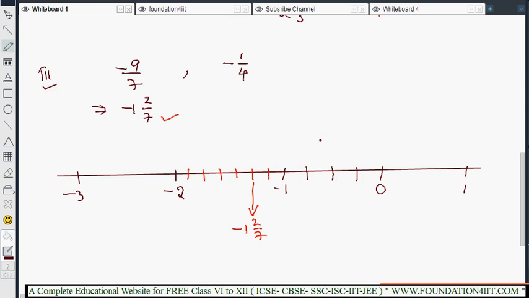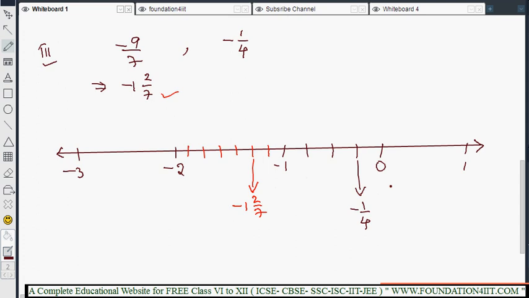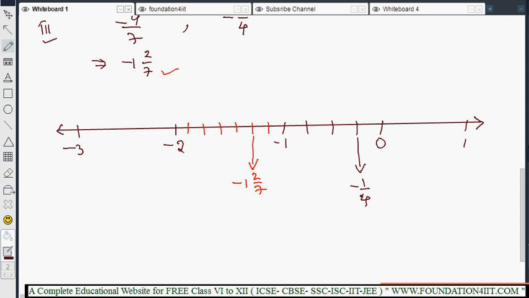4 parts I made. In that, the first part itself, because from 0 onwards you have to come to the left. Now this is minus 1 by 4. So the next places are minus 2 by 4, minus 3 by 4, minus 4 by 4. This minus 4 by 4 means minus 1. Fine. If it is positive, we take the positive side. Negative means you take the left side. This is the negative side. So this is the way we can represent rational numbers on the number line.